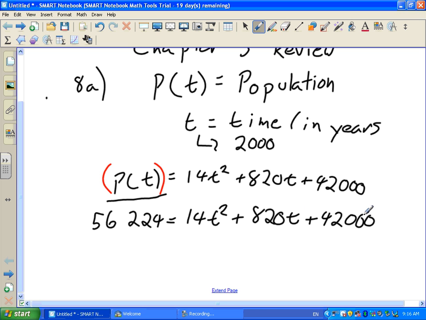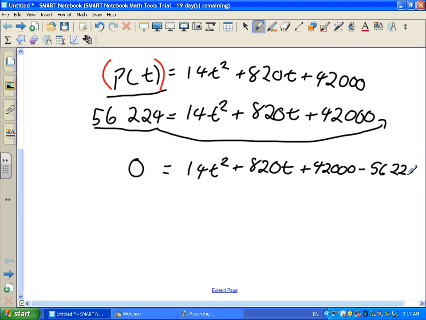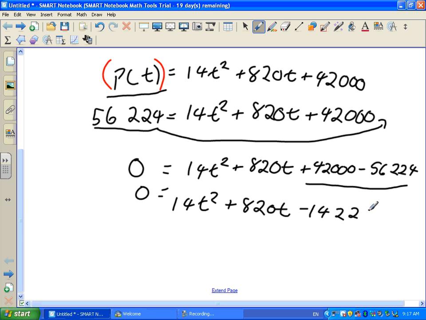Okay. In order to do our factoring that we've been doing before, so in order to solve the values for these T's, we always have to make one side of the equation equal to 0, which means I need to move this 56,224 over to the other side. So when I move it over, it's going to become negative when it goes to the other side. 14T squared plus 820T plus 42,000 minus 56,224. So we're going to simplify these two numbers here. 42,000 minus 56,224, that's 14,224? Thank you. So we have our new equation. It's set equal to 0.